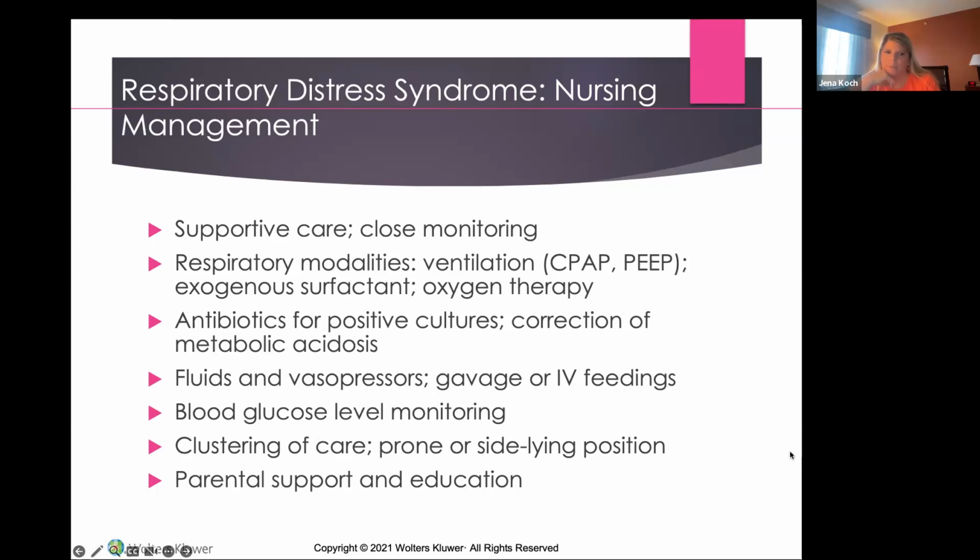We can also provide fluids and vasopressors. Again, if the newborn is having any type of respiratory distress, we're not going to start PO feeding right away, right? We're going to do gavage feedings and IV fluids, okay? Monitoring the blood glucose levels, clustering care. We don't want to go in every hour and disturb the newborn. We're going to keep them prone or side-lying if possible. And again, making sure that their temperature is stable and they're in that neutral thermal environment.